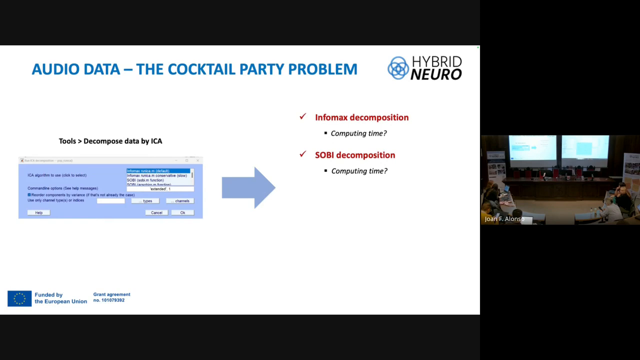Now we go to Edit, Tools, Decompose data by ICA, and select the SOBI algorithm. And now it's running. Okay, the decomposition is done. We can see in this figure it runs in 5 steps, and it takes around 7 seconds.